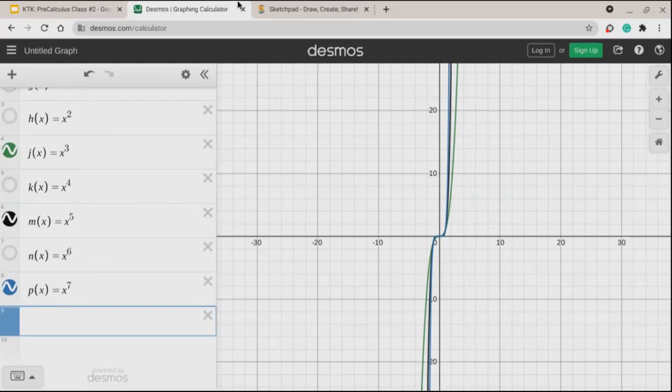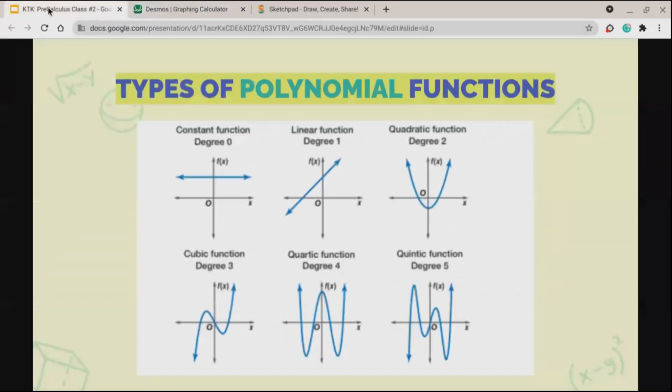Okay. Are there any questions at all so far on what we've gone over, anything so far on polynomial functions? Nothing at all. Okay, we can go ahead and go back.